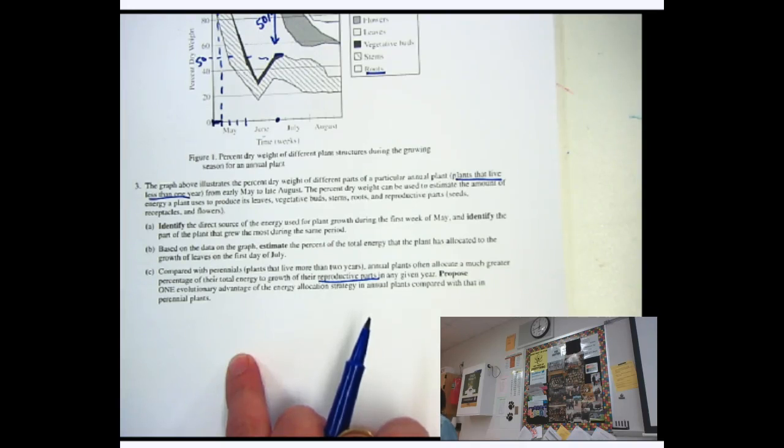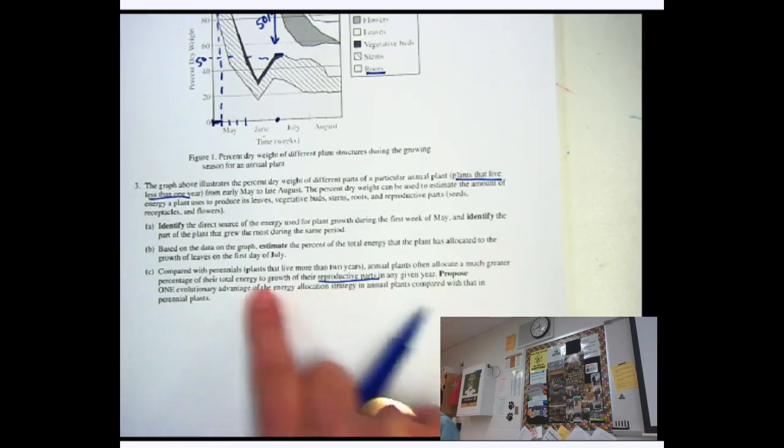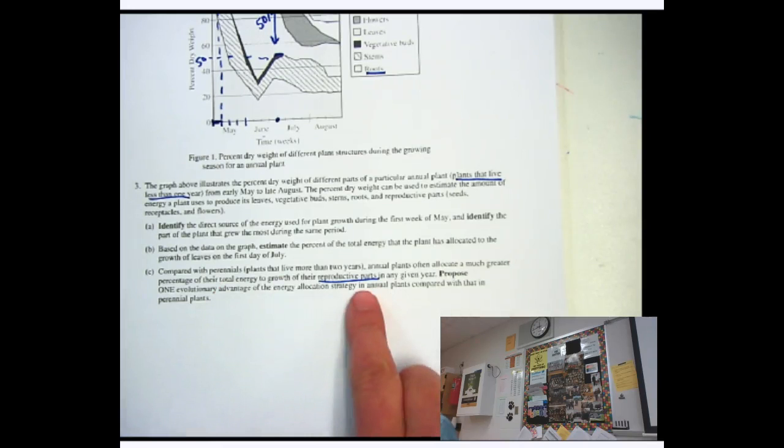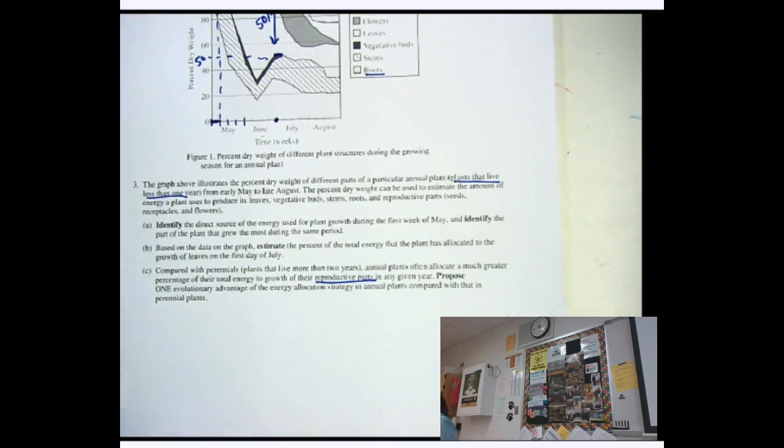How long do annual plants live for? 1 year. Perennial plants can live up to 2 years. Why would annual plants take more energy to their reproductive parts in a year compared to perennials? Yeah, so they can reproduce. They have 1 year to reproduce. Perennials have at least 2, if not more.